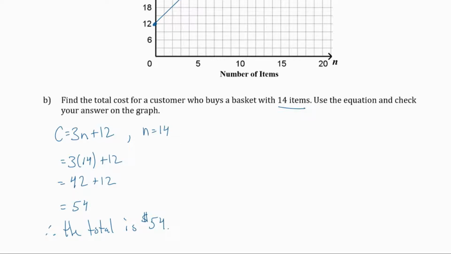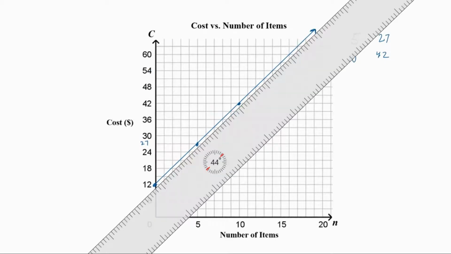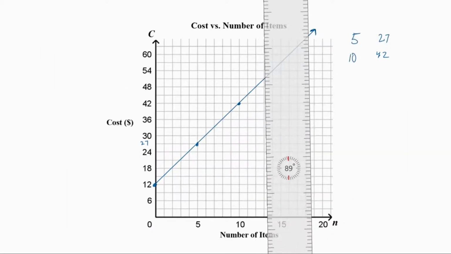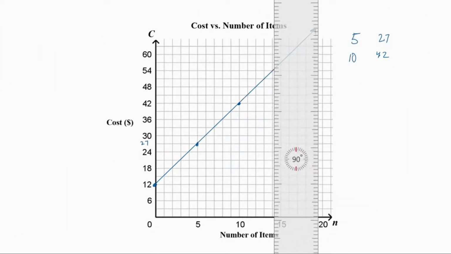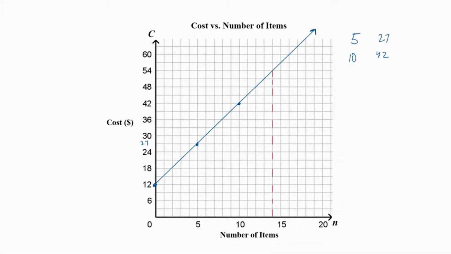Now, the last thing it says is check your answer on the graph. So for 14 items, hopefully my graph is good enough. I am going to follow. Okay, so I'm going to follow from 14. And this is, if you have to show your work on the graph, this is how we do it. And I call these sight lines. Okay, and so they're little dash marks that I make with the ruler.